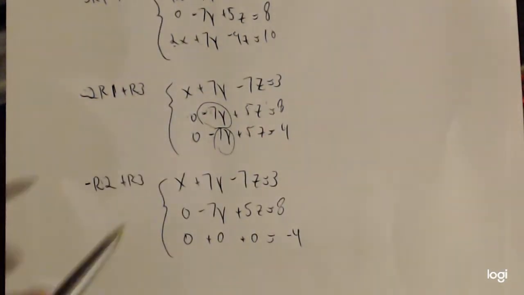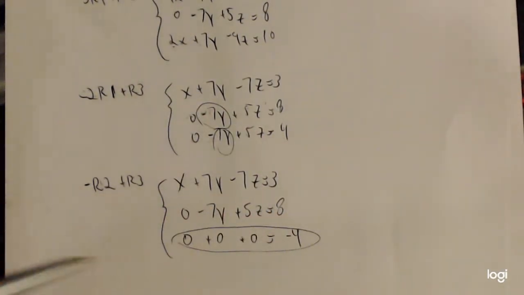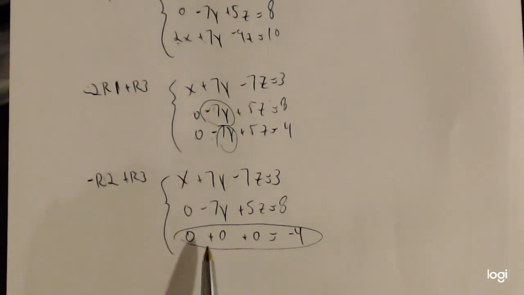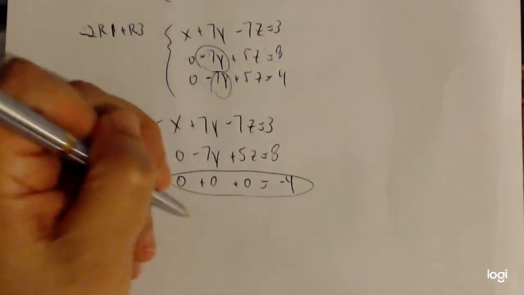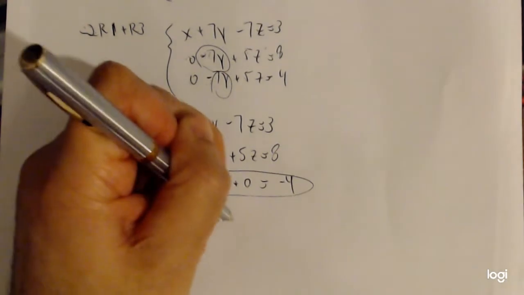Negative 4. And what is it that we notice here? This last row is giving me something that makes no sense, right? 0 does not equal negative 4. So why am I getting 0 equals negative 4? Because when I'm trying to solve, this system has no solution. So this basically means we have no solution.